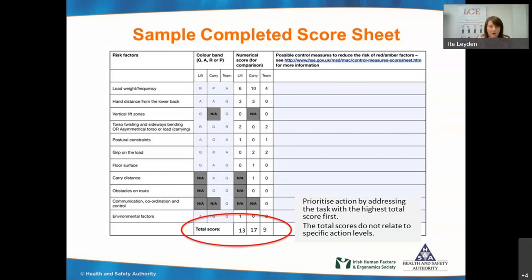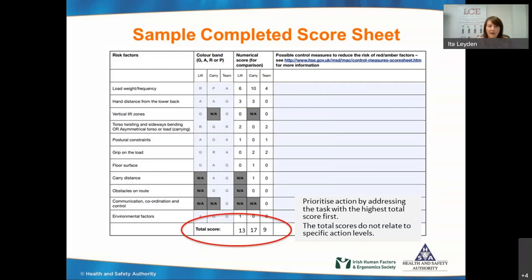We're going to use the guidance in the guidance document for MAC. And based on the guidance, we're going to assign a color and a score to the load, weight, and frequency risk factor. So for a lift, if you get fancy, you can use your color markers and have red, amber, green, and purple. But for simplicity, when I'm using a paper version, I would normally use just the letter R, A, G, or P to represent the color. So we assign a color and then we assign a number.